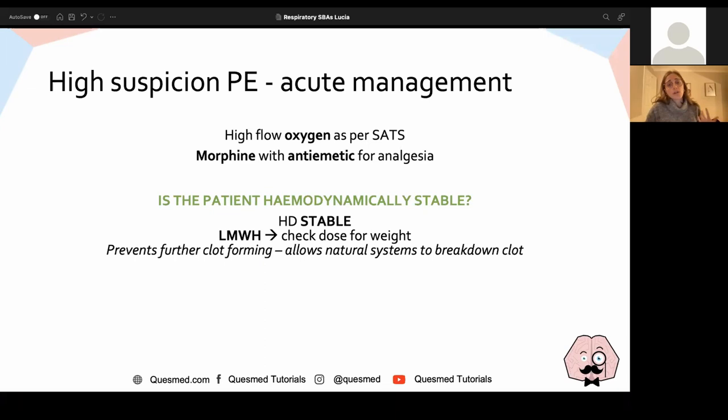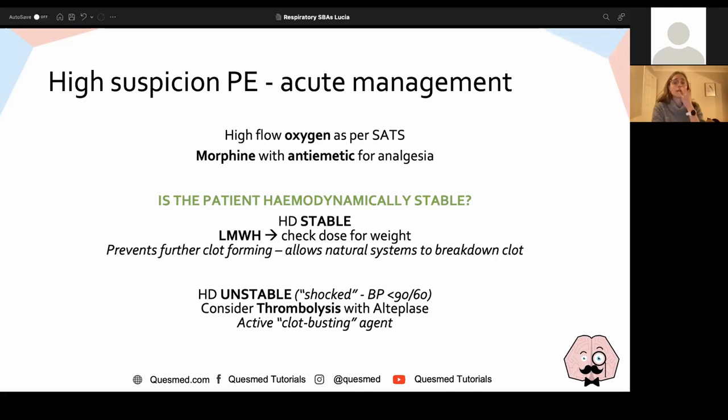And then what you look for is whether the patient is hemodynamically stable. If they're stable, you give low molecular weight heparin, which is a life-saving treatment. If they're unstable, you will consider thrombolysis with alteplase. Again, the key word here is consider. In a lot of patients who are hemodynamically unstable, you still go with low molecular weight heparin first.